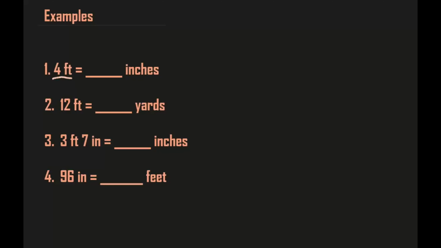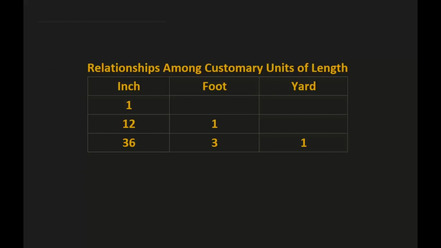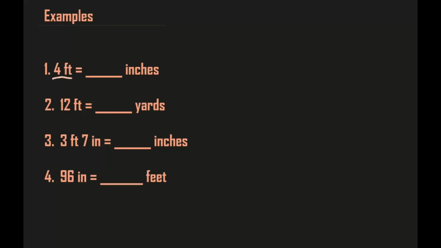First off, how many inches is 1 foot? Let's go back to the table and check. 1 foot is 12 inches. So we're trying to figure out how many inches is 4 feet. What are we going to do? Well, we're going to multiply. We're going to do 4 times 12. Why 12? Well, because that's how many inches there are in 1 foot.